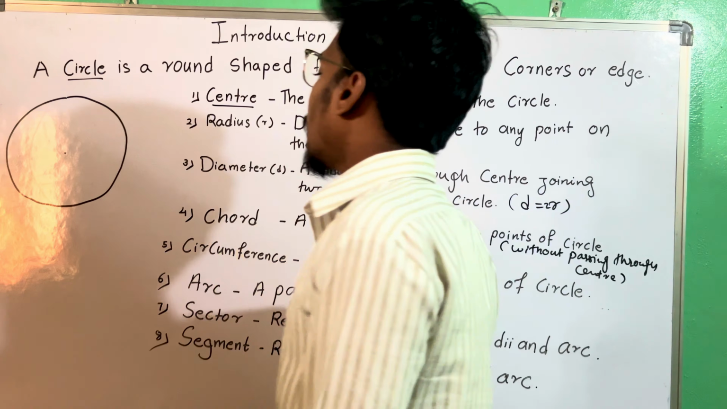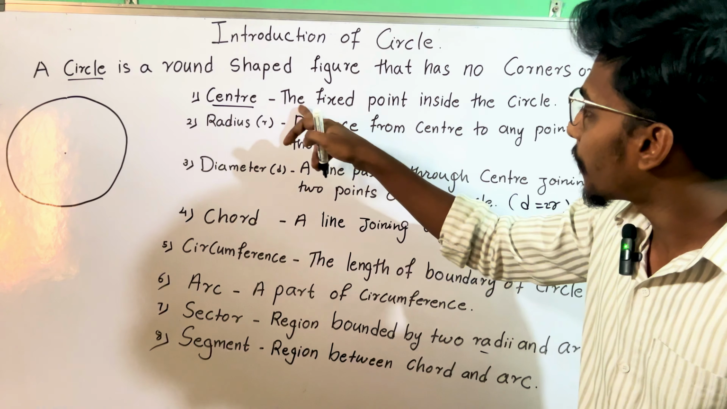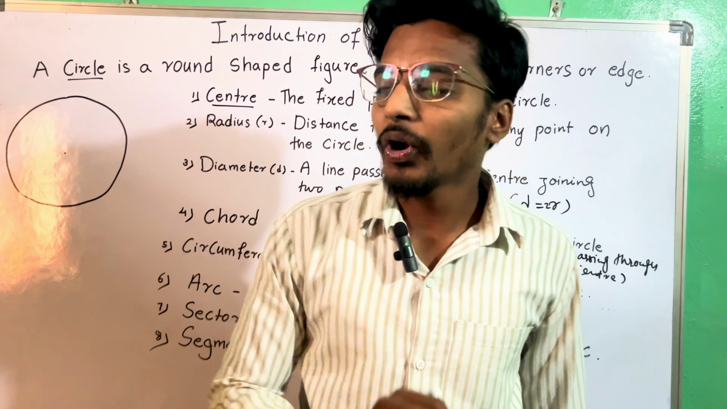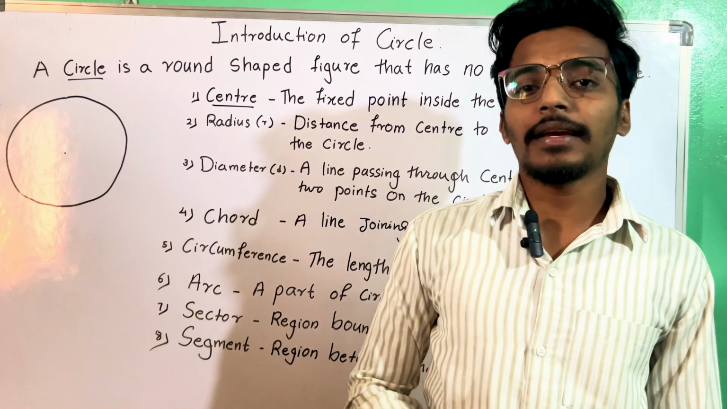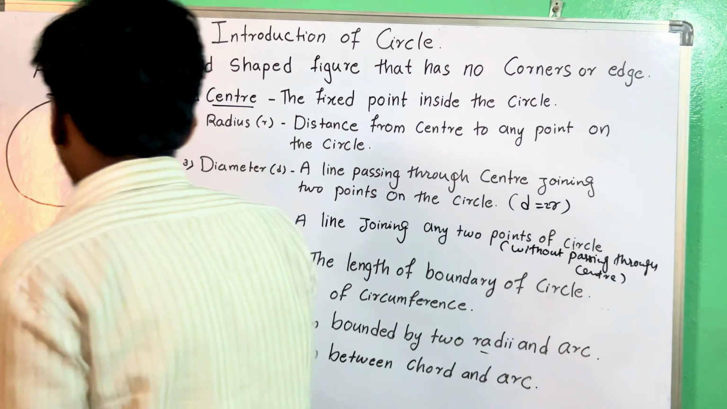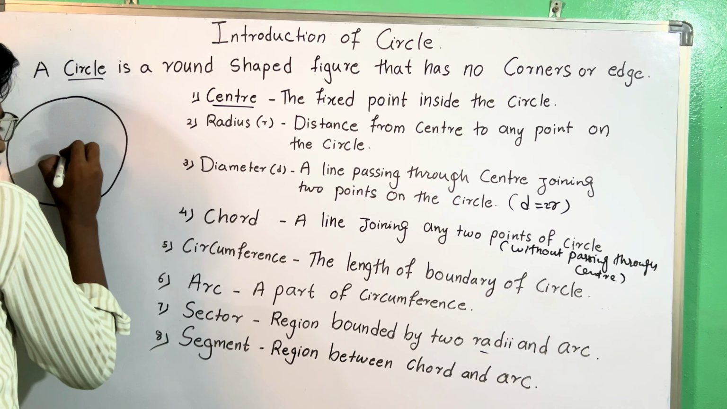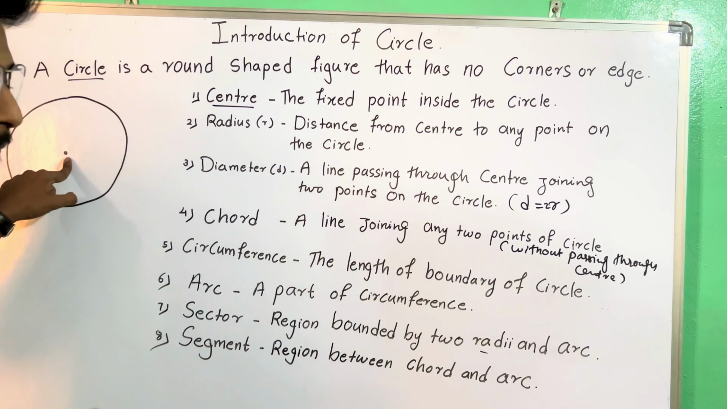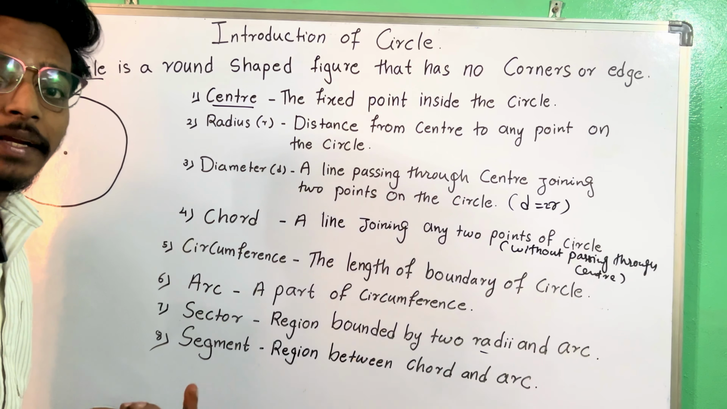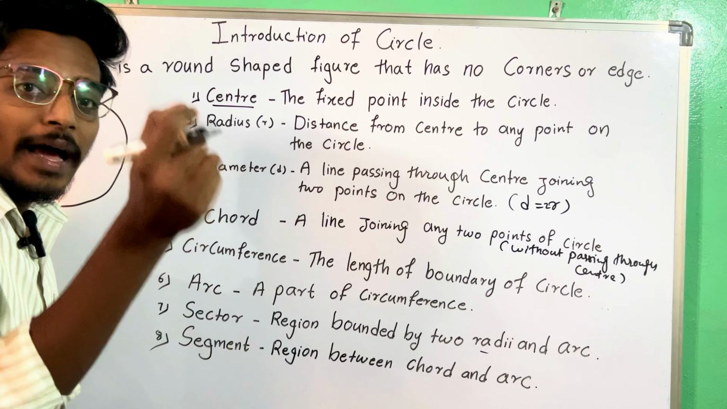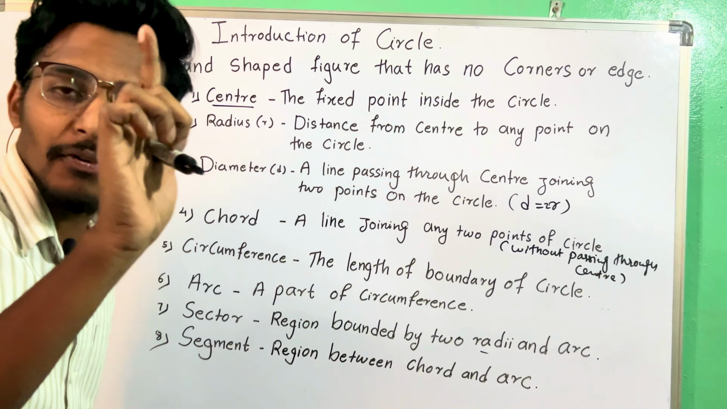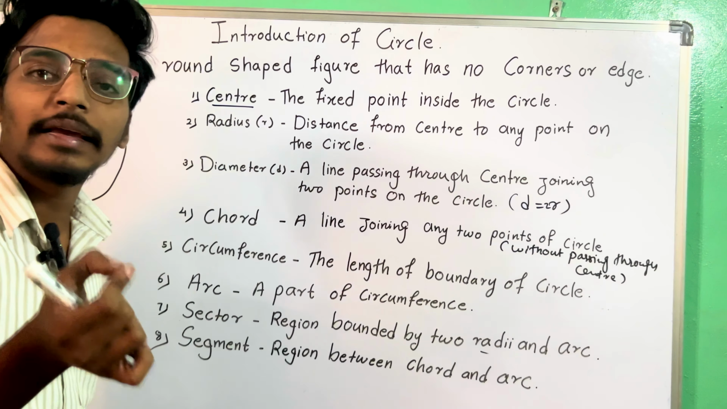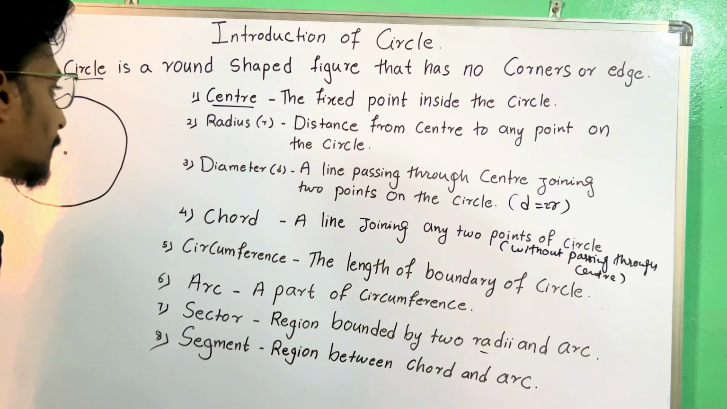And the first component of the circle is center. The fixed point inside this circle is called center. A fixed point which lies inside the circle is called center of the circle. You can see the fixed point is here, this fixed point is called center of the circle. How many centers lie inside the circle? Only one center lies inside the circle. That one fixed point is called center of that circle.